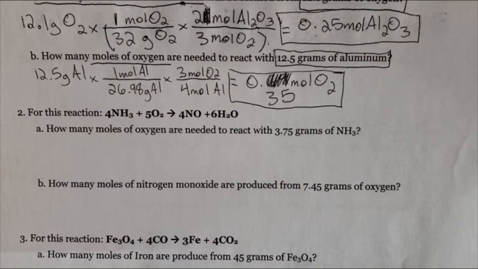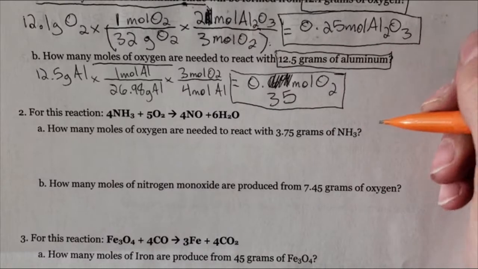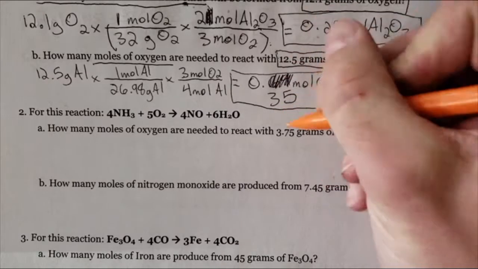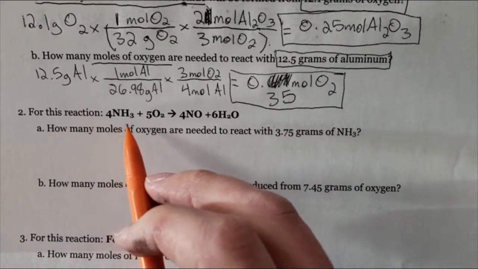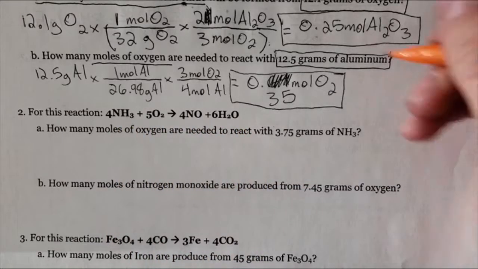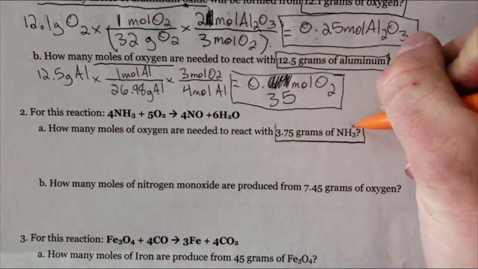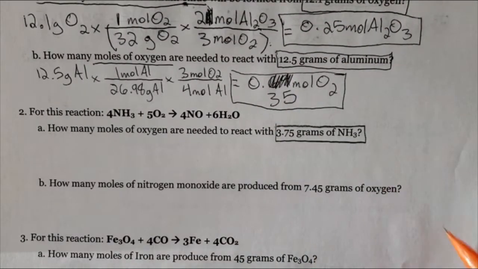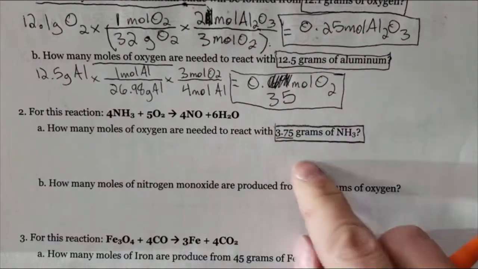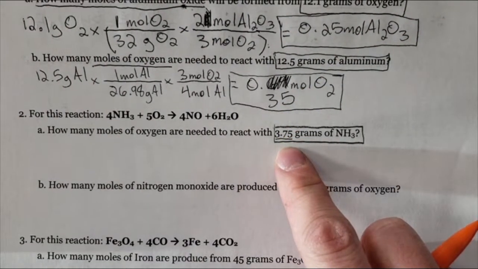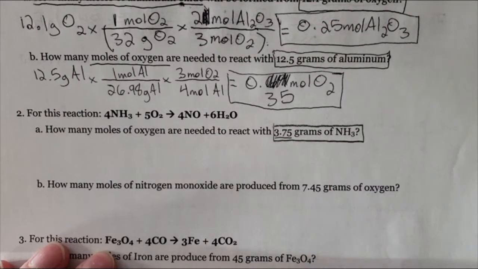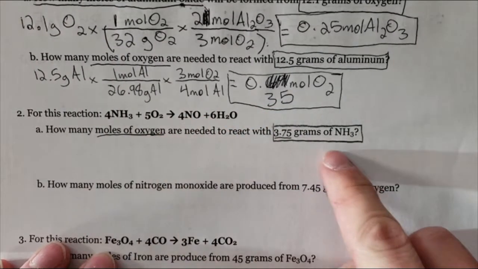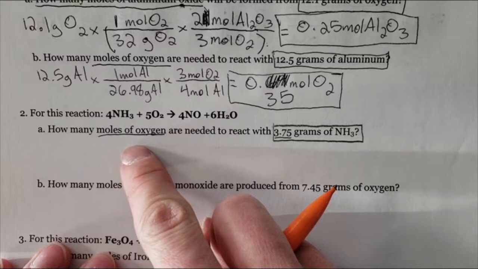Now, anytime we're looking at one of these questions, we do need to make sure that we have a clear vision of what we're starting with and what we're ending with. So here, our starting point for this reaction right here is going to be 3.75 grams of NH3. Now, this 3.75 grams has a number associated with it. So that's how we know that we're going to be starting with this here. So we're going to be trying to get to moles of oxygen. So we're going to be starting with this, and we're going to be trying to get here.